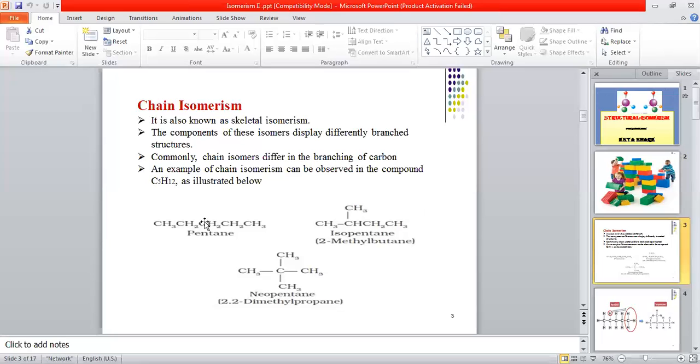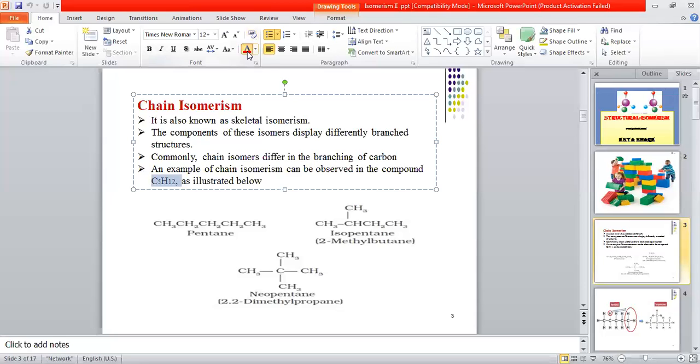We can say the molecular formula is the same, but the arrangement of atoms is different. That is called chain isomerism. It means removing one carbon from this attachment and attaching it at another carbon atom within the chain only. So this was about chain isomerism. Hopefully you understood it by learning this C5H12.